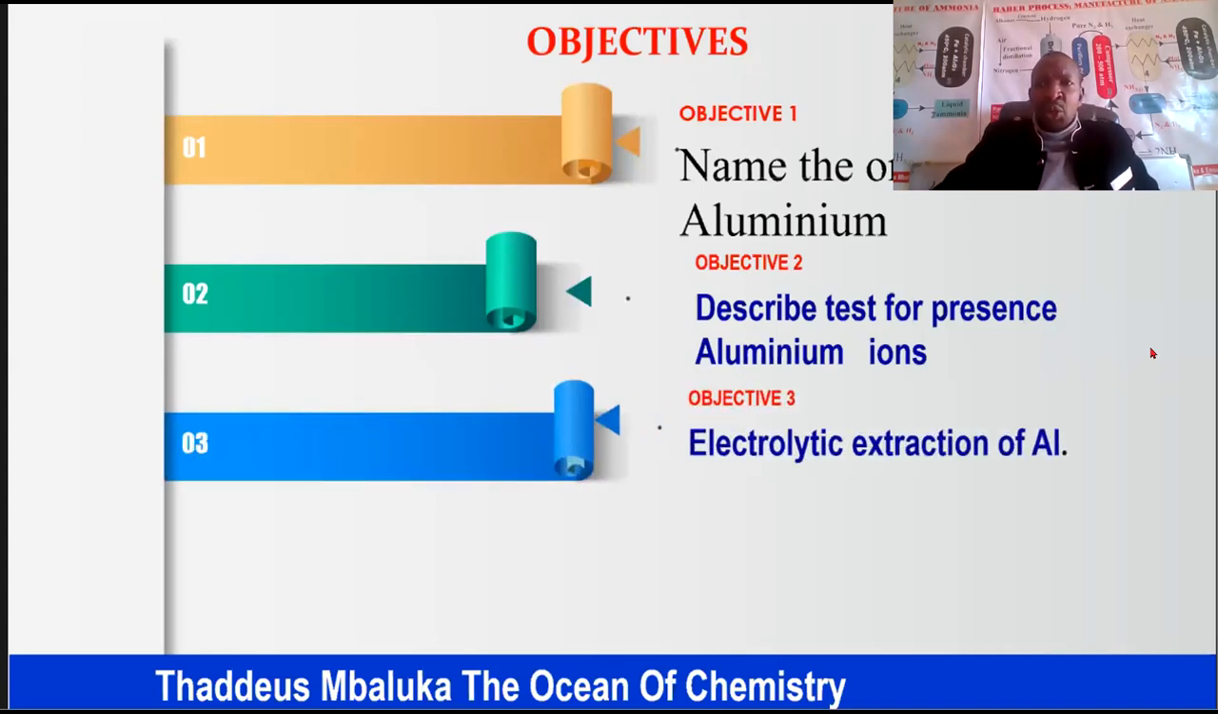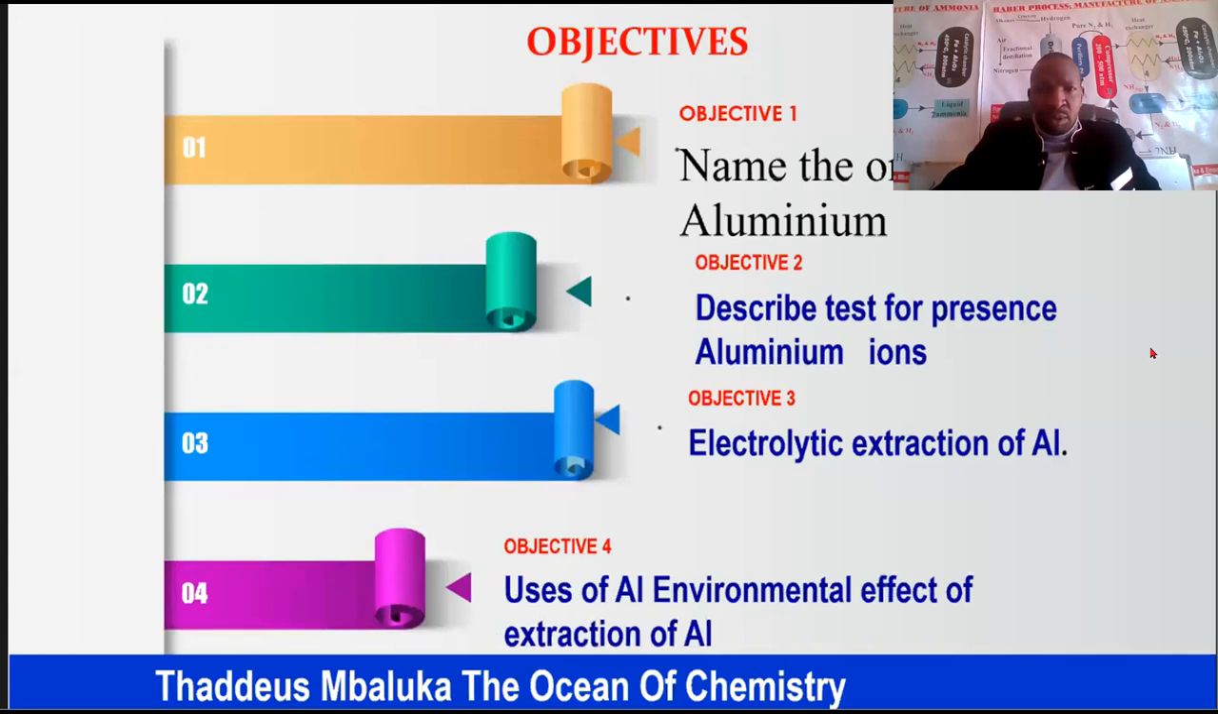Objective number three, we are going to delve deep into the electrolytic extraction of aluminium using electrolysis. Then objective number four, we will look at the uses of aluminium and the environmental effects of its extraction. So welcome as we unpack this subtopic, the extraction of metals. I'm going to be as thorough as possible so that we do not leave any detail missing. So grab your pen, also take some screenshots because you may not be able to write everything, but make sure that after you take the screenshots, you write down those notes.